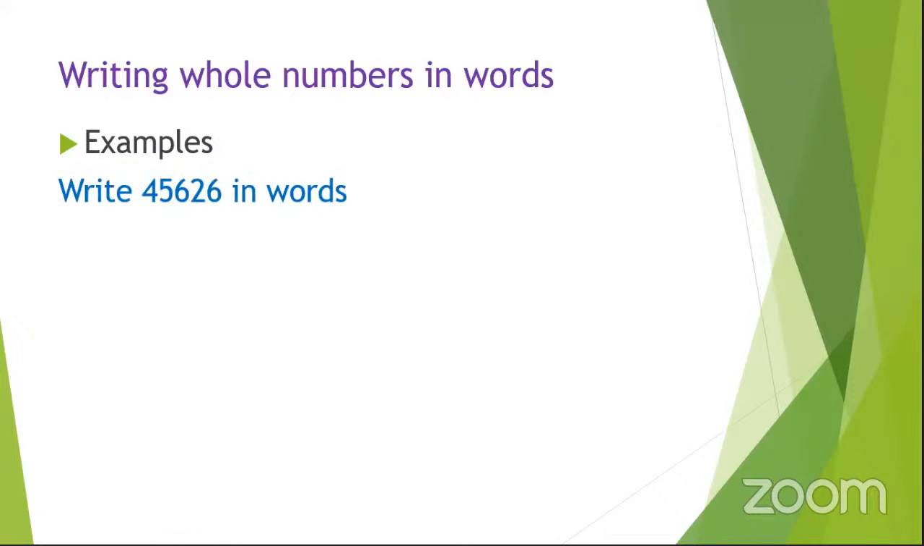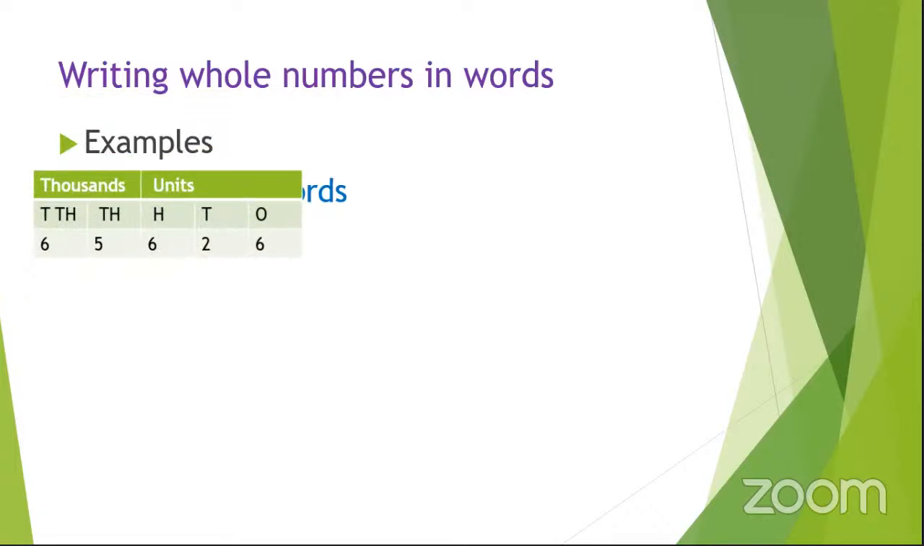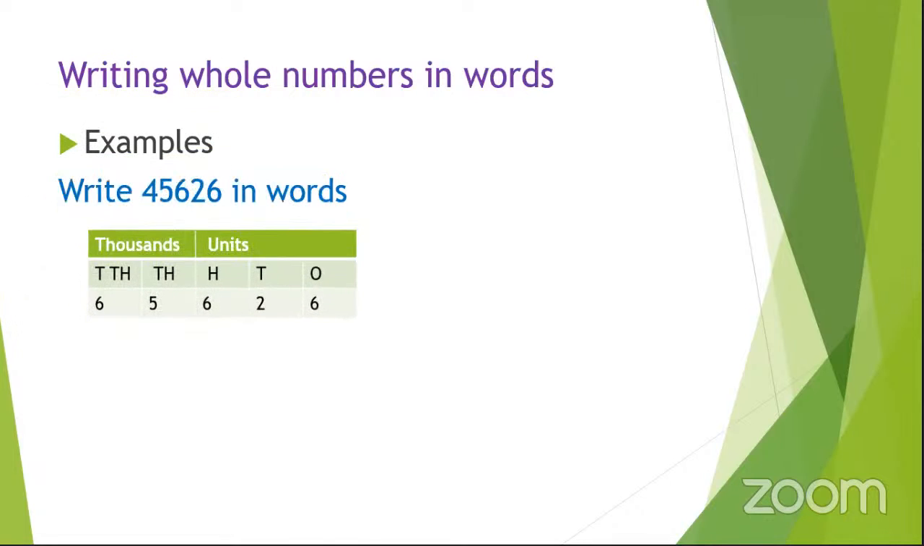We are saying write 45,626 in words. So what do we do this time round? Still go back and draw the place value table. It is very important in all this topic we are covering. You draw the place value table well. So when you draw the place value table, you fill in the place values, you fill in the digits. So when you fill in the digits, now you count from your right hand, that is from ones. Whenever you count 3 digits, you make that one a group.